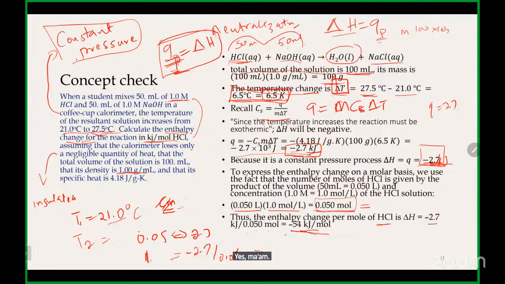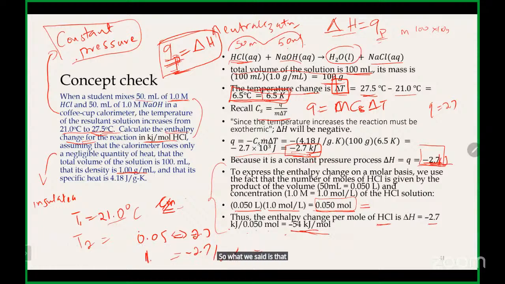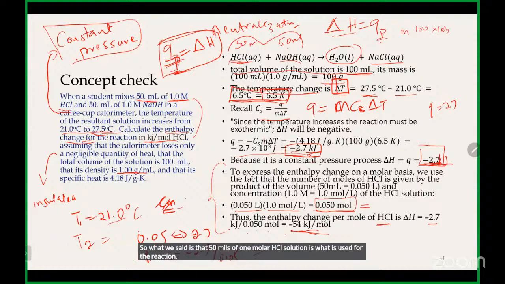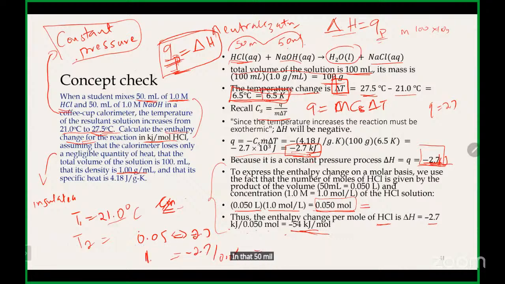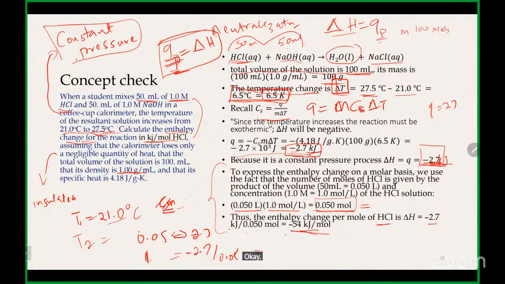Thank you. Okay. So for the person that said they don't understand this last part, what we said is that 50 mL of 1 molar HCl solution is what is used for the reaction. In that 50 mL, how many moles of HCl do you have in there? Can you get it? Please, let's move together. 50 mL of a 1 molar solution, how many moles do you have in that?